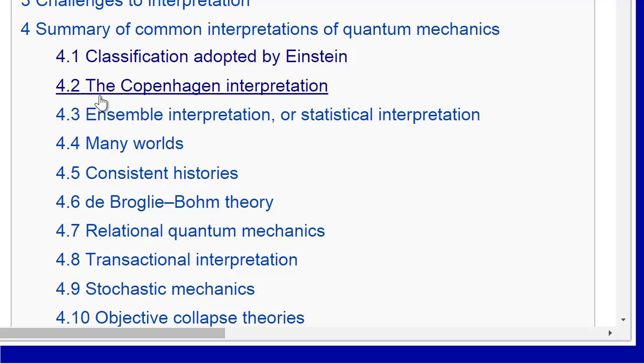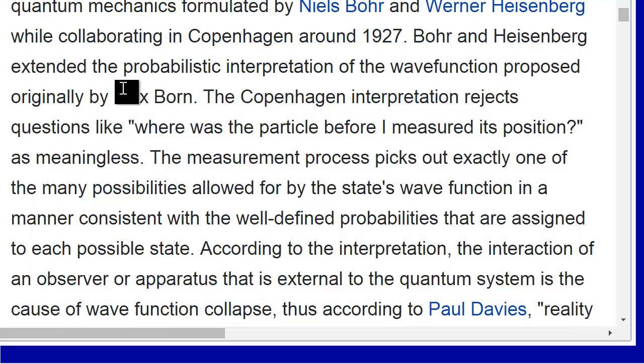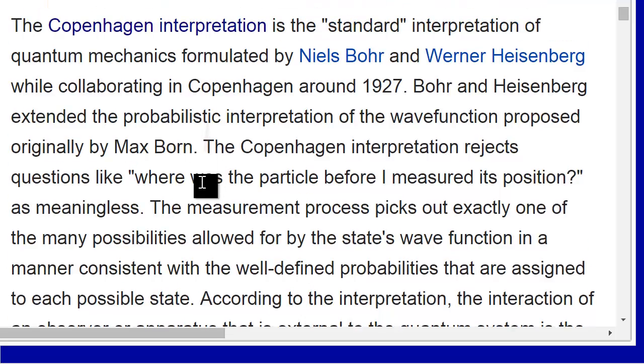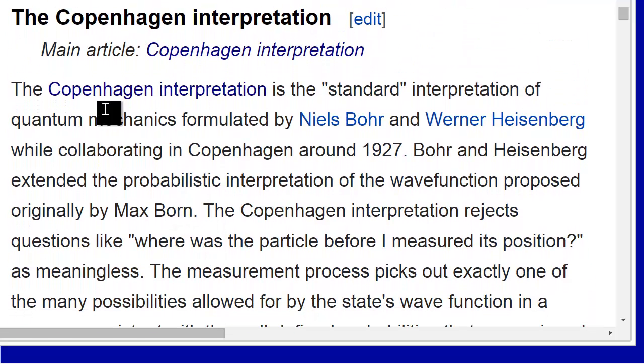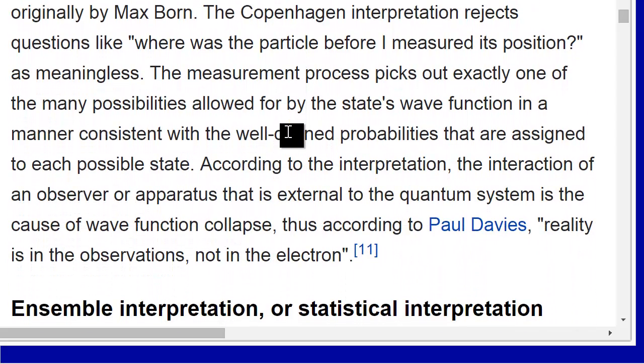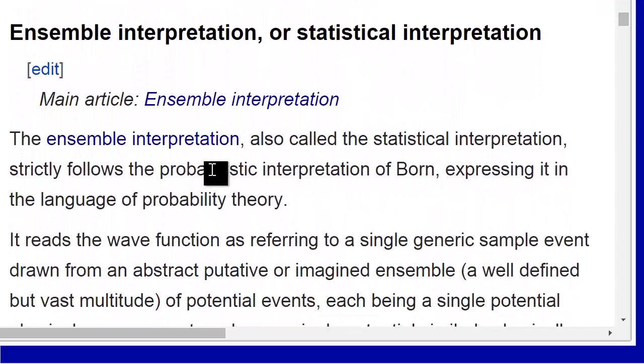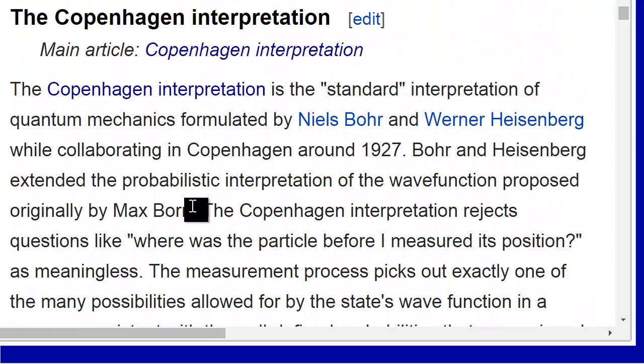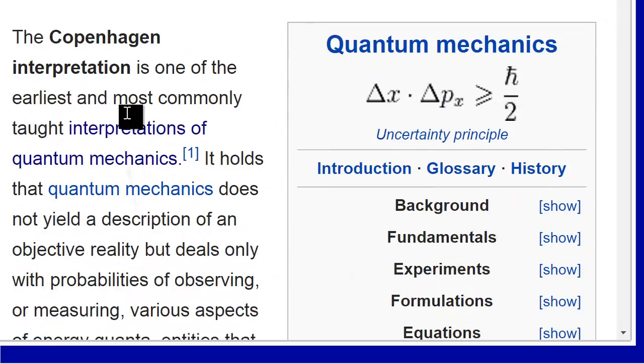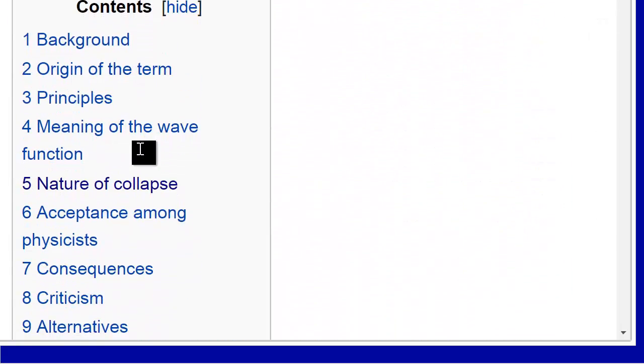And here we have the Copenhagen interpretation. That is what most people use in terms of interpreting what the wave function square means. The Copenhagen interpretation was, lo and behold, developed in Copenhagen by Niels Bohr and Heisenberg and a bunch of other people. They talk about wave function collapse and so on. So go to Copenhagen interpretation. Here it is.